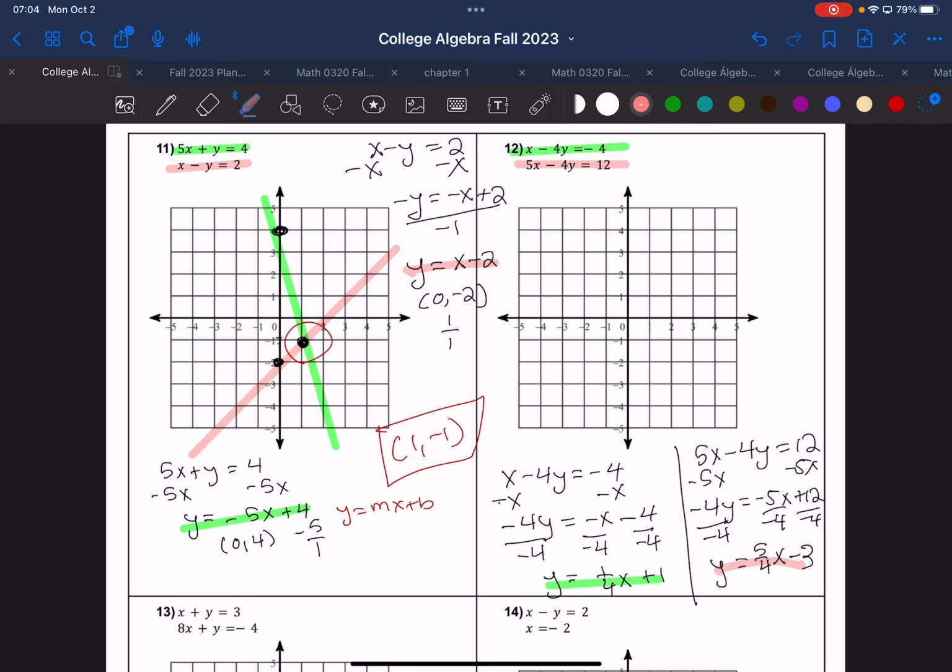Now that we have both these equations, let's go ahead and plot the green one first. So we know that the y-intercept is what? 0, 1. So I'm going to plot that point. And then my slope is telling me to do what? Up 1, right 4. I'm also going to go down 1, left 4.